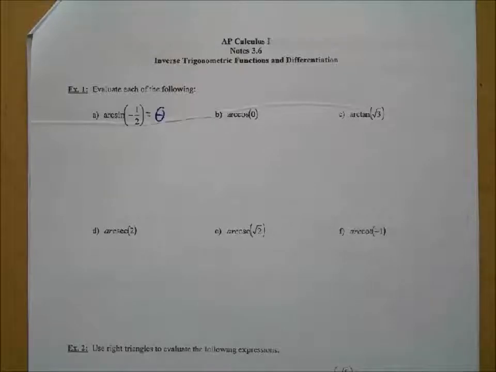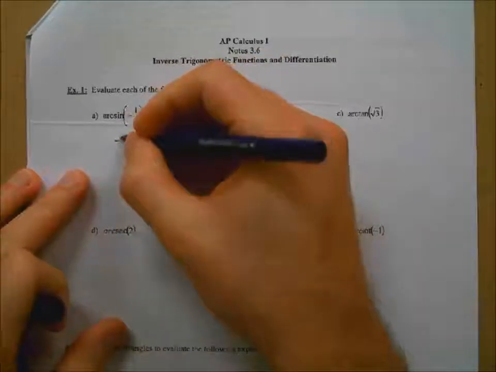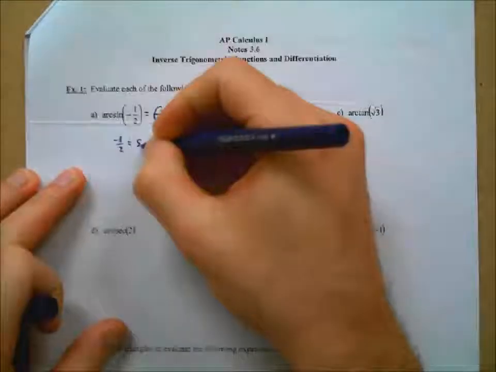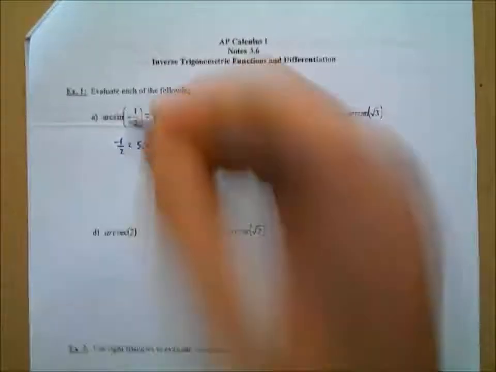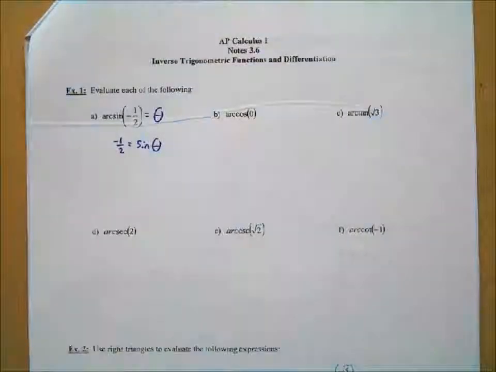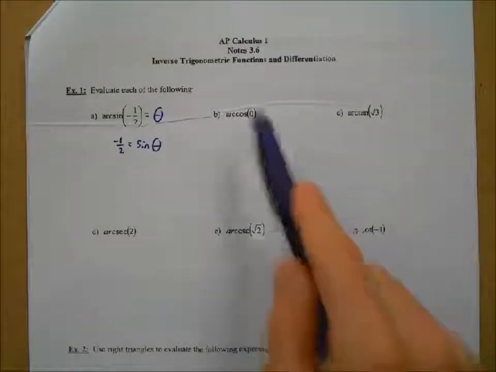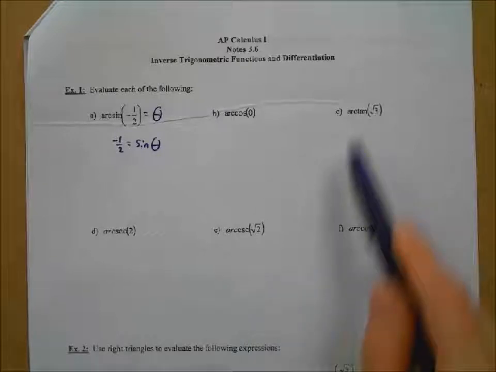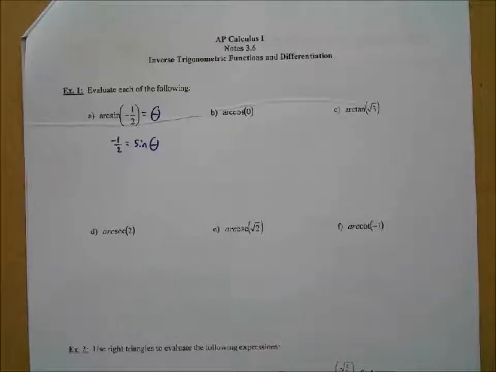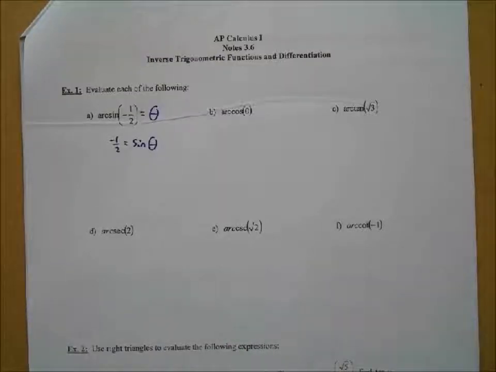So another way to think about this is to say sine of theta equals -1/2, or sine of what equals -1/2. Likewise for B, cosine of what gives us 0. For C, tangent of what gives us √3, so on and so forth for the rest of those. If it's helpful to rewrite them in this fashion, feel free to do that. I'll give you a minute or two, and I'll walk around if you want to ask me a question privately, not in front of the whole class.